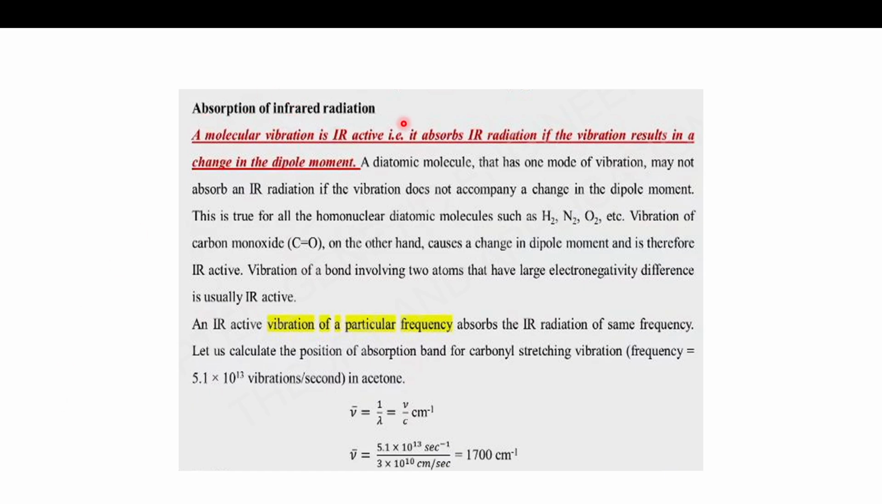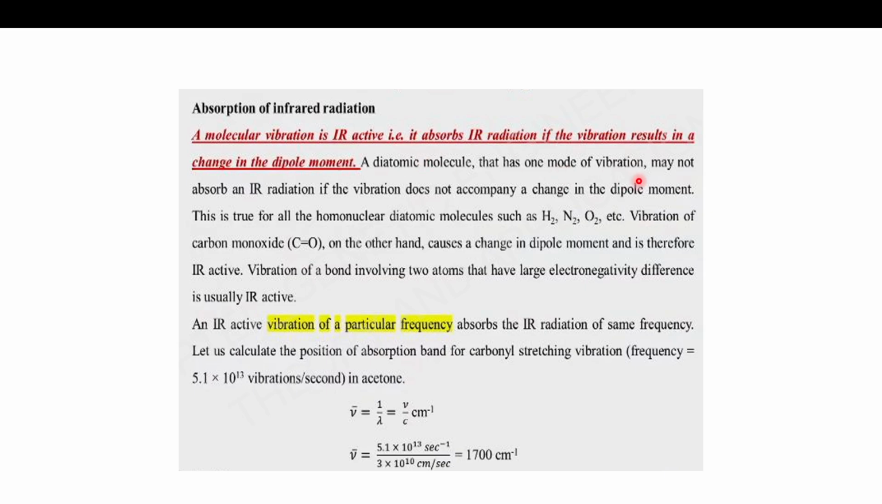So the absorption of infrared radiation: a molecular vibration is IR active, that is, it absorbs IR radiation, if the vibration results in a change in the dipole moment. Suppose there's a diatomic molecule that has only one mode of vibration. We looked at it, a diatomic molecule can have 6 degrees of freedom, right? So out of that only one mode of vibration is there.